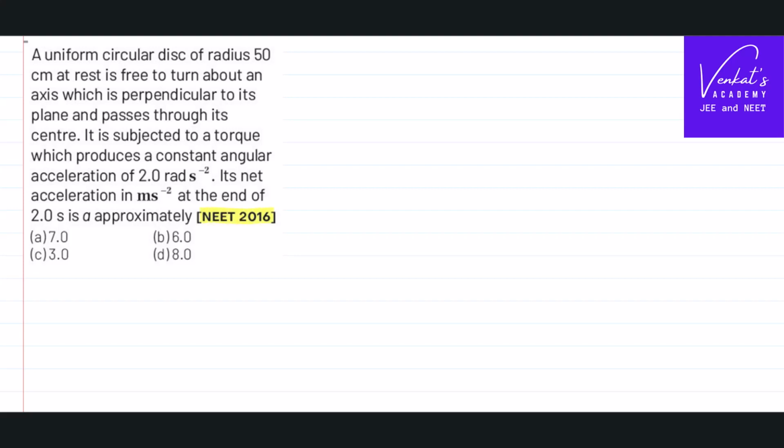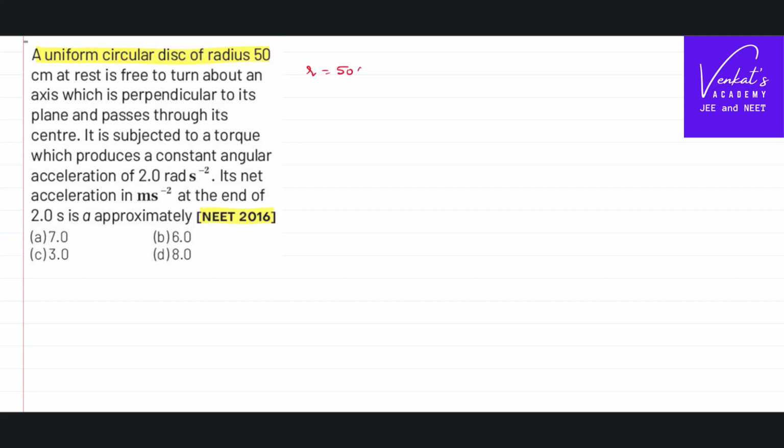2016 question. This is about two-dimensional motion and having multiple accelerations. Let us see what the problem is. It's a uniform circular disk of radius 50 centimeters. So let's write down the data given for you.